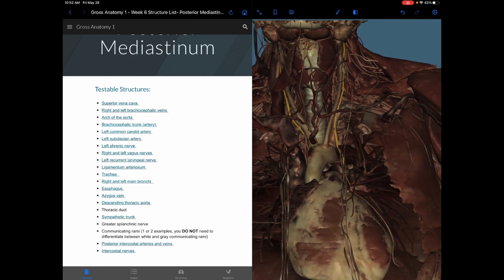As for the left vagus nerve, this one enters the superior mediastinum between the left common carotid and the left subclavian arteries.